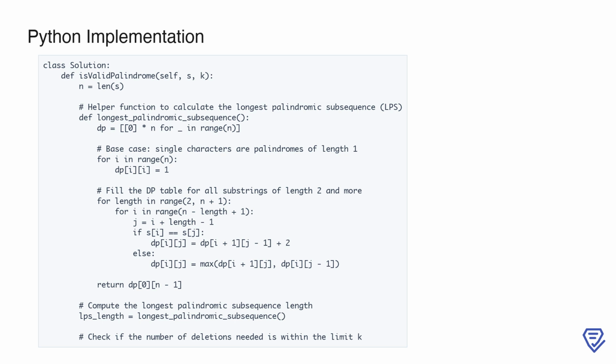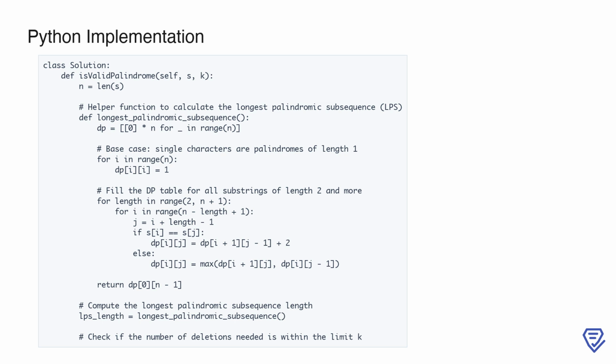Here, we define a class called Solution with a method isValidPalindrome that takes in a string s and an integer k. The goal is to determine if it's possible to make the string a palindrome with at most k deletions. First, we calculate the length of the string and then define a helper function called longest_palindromic_subsequence. This function uses dynamic programming to find the length of the longest palindromic subsequence in the string.